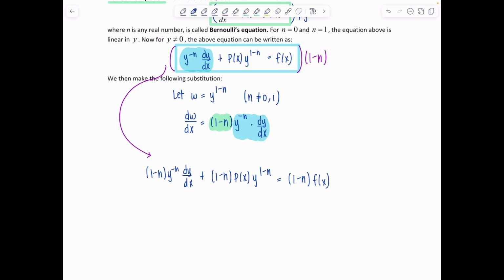Now, can I write this as a linear differential equation in w? Yes, because this first term is precisely what we have right here. That's dw/dx. Can you see it? Yes, fabulous. Okay, that's dw/dx plus, and then I have 1 minus n, that's fine, p(x). Instead of y to the 1 minus n, I can replace that with w. w to the first, okay, things are looking good, equals (1 minus n) times f(x). And there you have it.